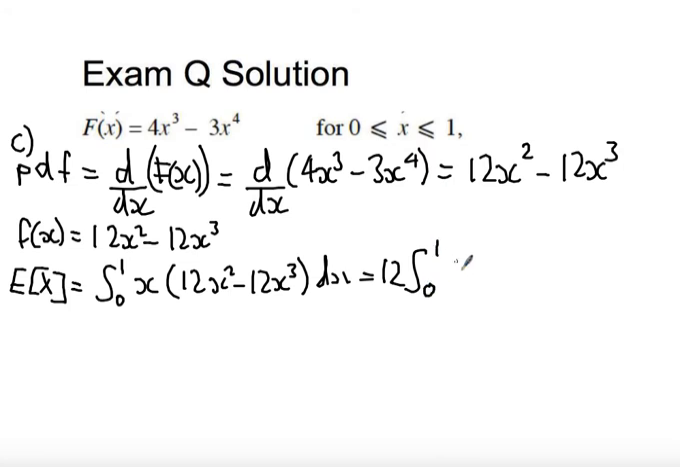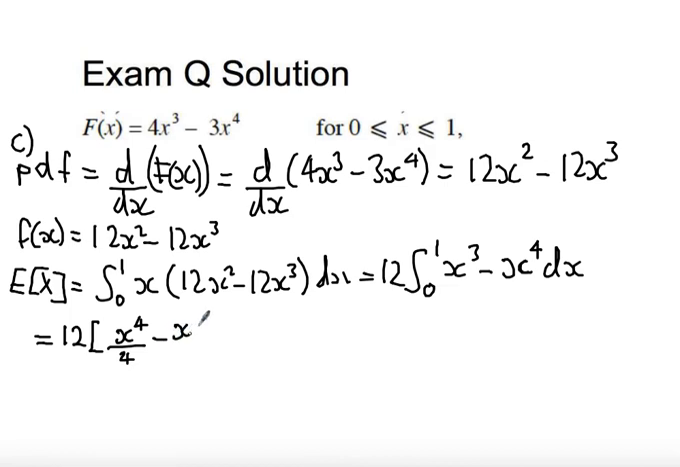Integrating between 0 and 1, x times x squared is x cubed, and x times x cubed is x to the power of 4. So integrating that with respect to x. Finally, just finishing off, we get the integral is 12 times x to the power of 4 over 4 minus x to the power of 5 over 5. And we're going to evaluate this between 0 and 1.